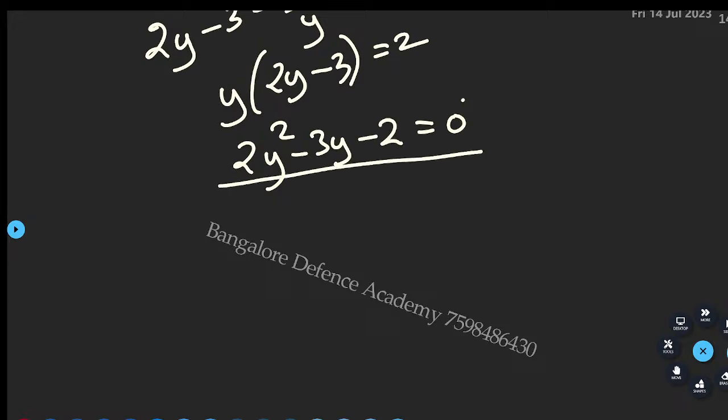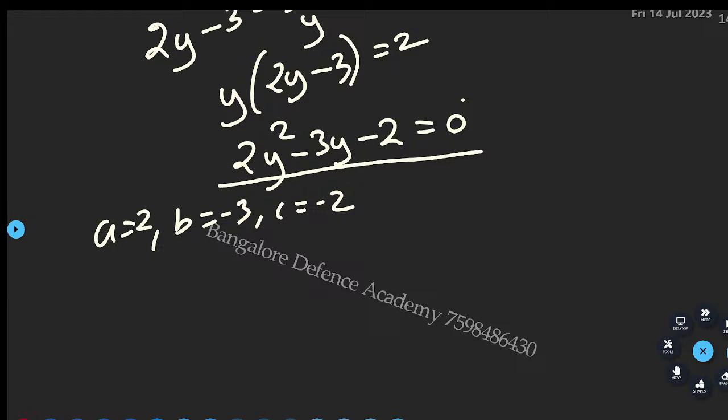Now we are in which chapter? I started binomial theorem, I entered into log, but now I am in quadratic equation. That's why I am telling you all chapters are necessary, okay? So now a value is equal to 2, b value is equal to minus 3 and c value is equal to minus 2.